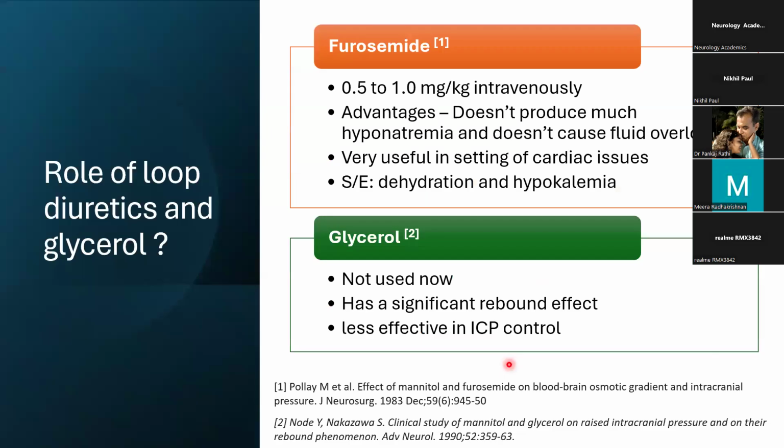Now, what about the role of loop diuretics and glycerol? As I said earlier, when we give 3% saline, there is always a risk for pulmonary edema. And similarly, for mannitol also, there is a risk for initial decompensation. Suppose a patient is having a cardioembolic stroke secondary to AF or rheumatic heart disease, with a history of heart failure. It's not practical to give them any of these therapies. In such a situation, definitely furosemide has a role, and it can be given at a dose of 0.5 to 1 mg per kg. The advantage is it does not produce much hyponatremia and obviously doesn't cause fluid overload. Something we should check is hyperkalemia. Otherwise, it's fairly safe. Glycerol is used only historically. It has less effect and it's not used now.